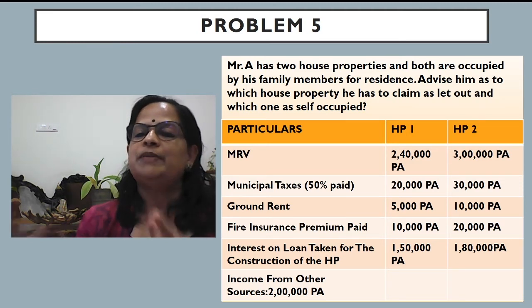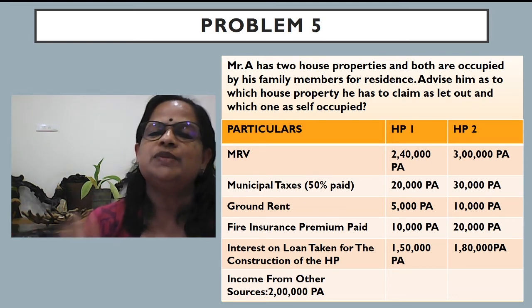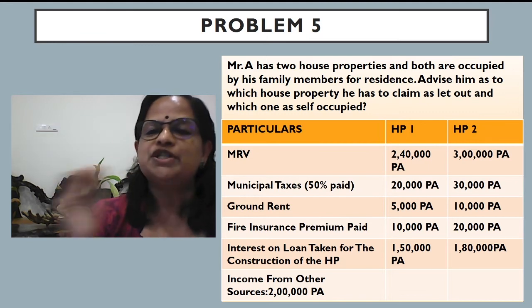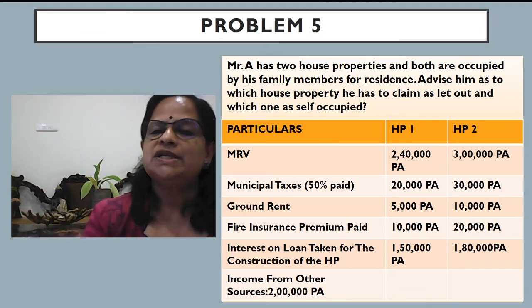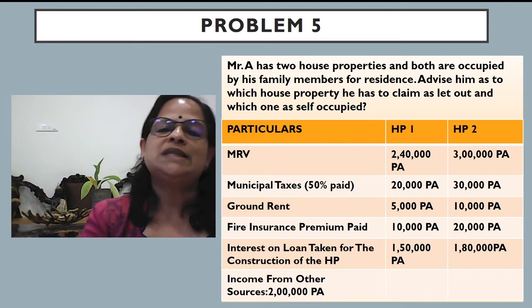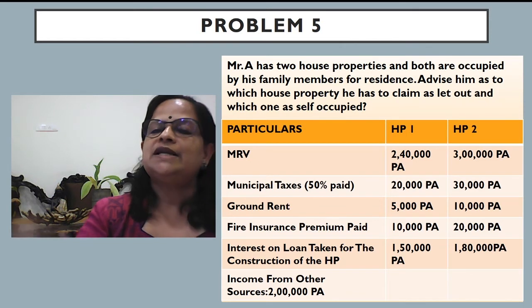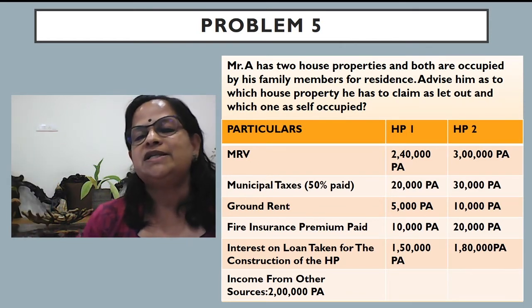See, two house properties is claiming as self-occupied. So which one he can claim as self-occupied? You have to advise them. So advise him as to which house property he has to claim as let out and which has to be self-occupied. So two options we will do in this problem. One option is house property 1 we will take it as self-occupied, house property 2 as let out. Second option is house property 1 you take it as let out, house property 2 you take it as self-occupied.